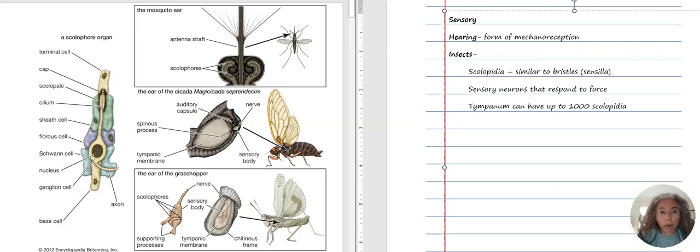These tympanic membranes can be located in different areas, and you can see here a mosquito, and a cicada is going to be located down here, and then the grasshopper, it's going to be located over here. And these tympanic membranes can have anywhere from 1 to 1,000 scolopedia associated with them. So the more sensitive they can hear, the more scolopedia they're going to have attached to that tympanic membrane.